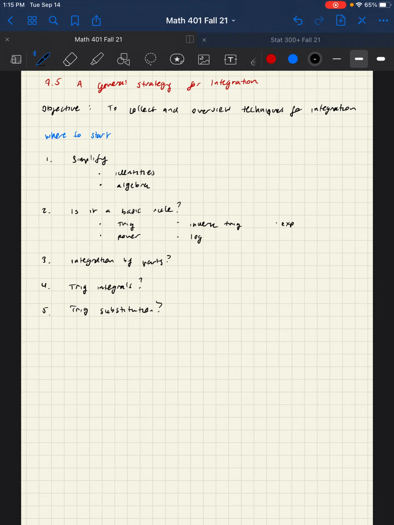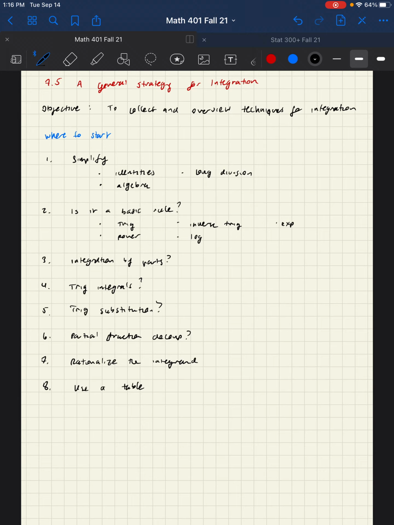Then, what else can we use? Long division. That's attached to simplifying, but it lends itself to maybe needing partial fraction decomposition. You remember there are several flavors of that. The other thing is we might have to rationalize the integrand. And if none of that works, there are a few more things we can still use.